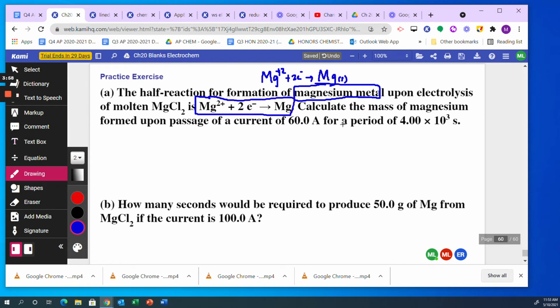Calculate the mass of magnesium, so grams of magnesium, formed upon the passage of 60.0 amps for a period of this many seconds. So again, don't start with that because ACS, American Chemical Society. This 60 amps really means 60.0 coulombs for every 1 second. That's a conversion. So start with this one right here, 4 times 10 to the 3 seconds, which is really 4,000 seconds. So I'm going to start there, 4,000 seconds. Pause the video and do this yourself.